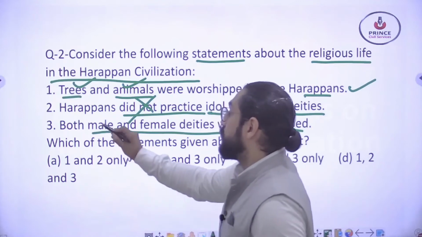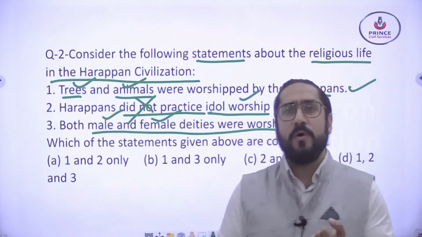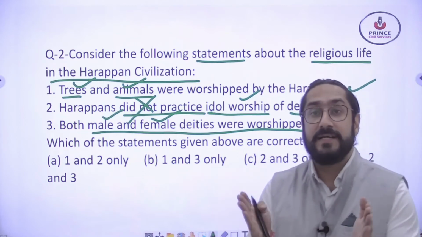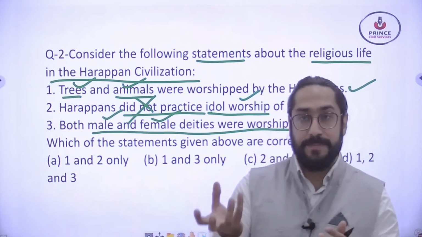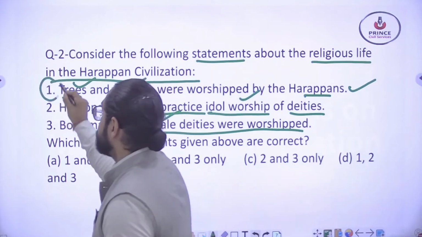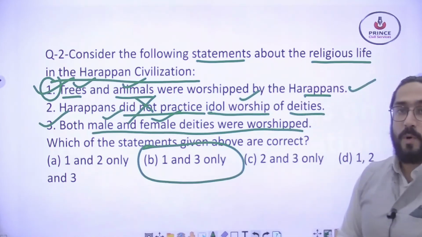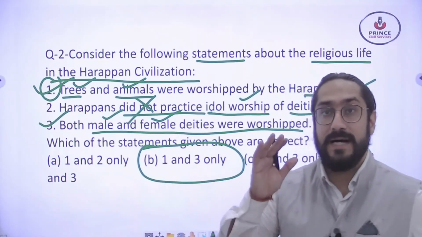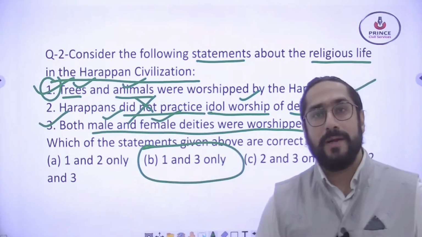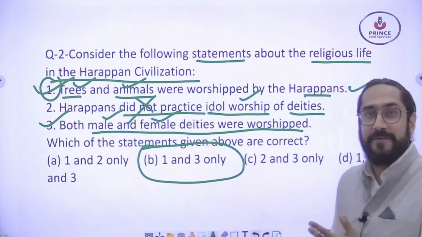Now statement number 3, both male and female deities were worshipped. So this statement is right, because we have read about the mother goddesses, the Pashupati seal, the Proto-Shiva seal, and other structures which had a spiritual or religious value. So both 1 and 3 are right, and the right answer is B, 1 and 3 only. So always read about religion, whether it is about the Indus Valley Civilization, the Aryans, Mauryas, Guptas and so on. Religion plays a central role in any civilization, and that was the case in the IVC also.